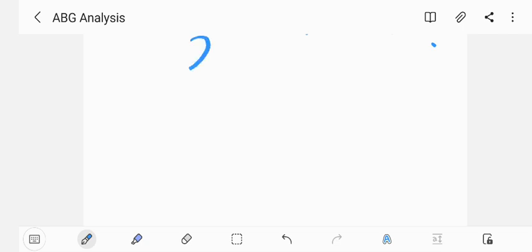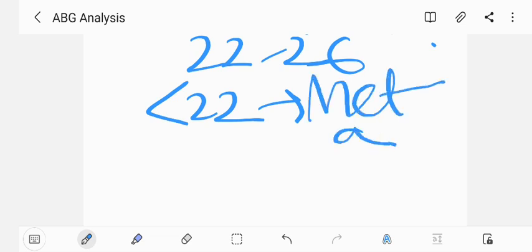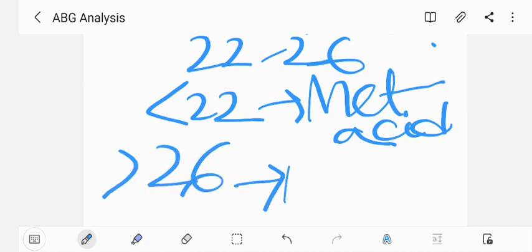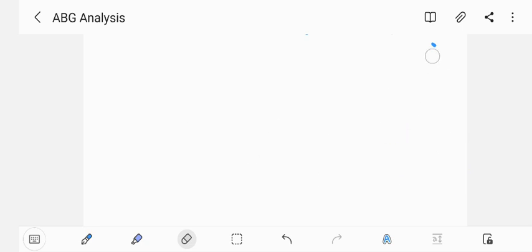Now see, in case of bicarbonate, the normal value I have said is 22 to 26. Bicarbonate is a metabolically generated product. So if it is less than 22, then it will be metabolic acidosis. As bicarbonate is an alkalinating agent, if it is greater than 26, then metabolic alkalosis. Okay, this is the basic thing which you have to know.